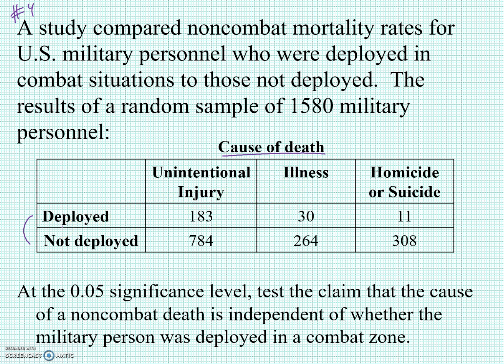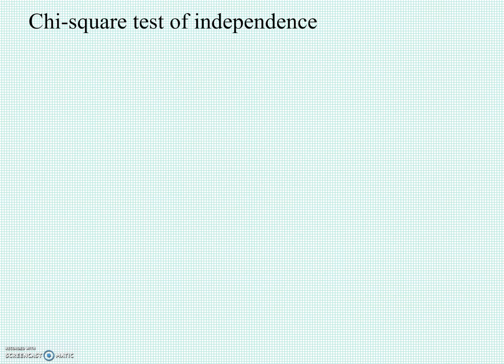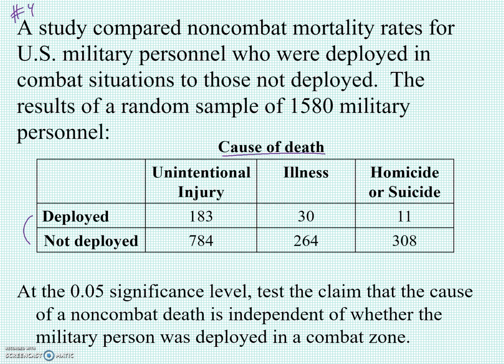So we are testing at the 5% significance level the claim that the cause of a non-combat death is independent of whether the military person was deployed in a combat zone. I know that this is going to be a chi-square test of independence as opposed to a chi-square goodness of fit test, because I have one population but multiple categories for my population. This is no longer a one-way table, but a two-way table. I have deployed versus not deployed on this side, and I have multiple causes of death. This is what we consider a two-way table. So if you see a two-way table, you cannot use a goodness of fit test.